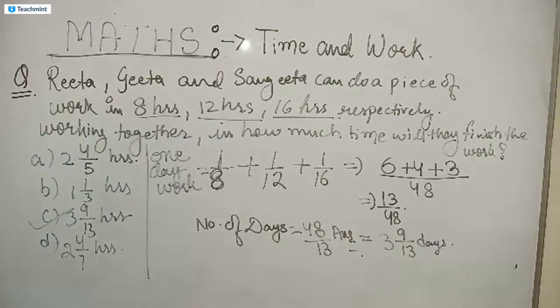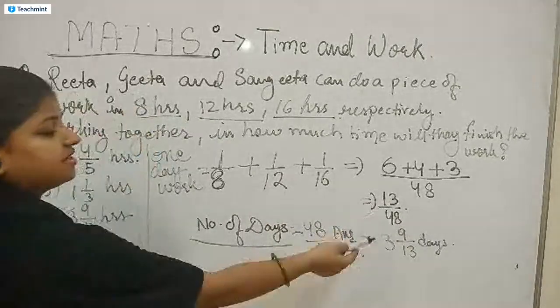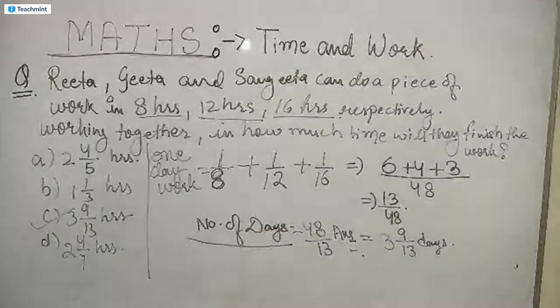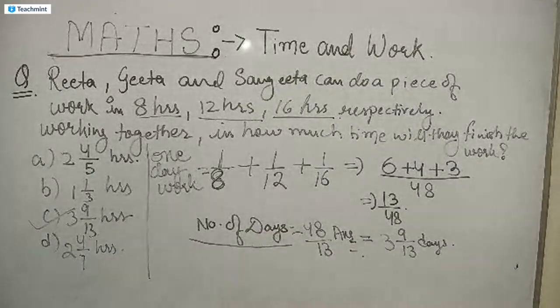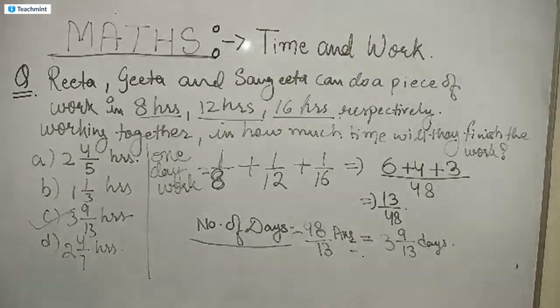You have to find out number of days. So number of days, just reciprocal it. If one day work is 13 upon 48, reciprocal it, you will get 48 upon 13. Please take the screenshot. I'm going to rub it.